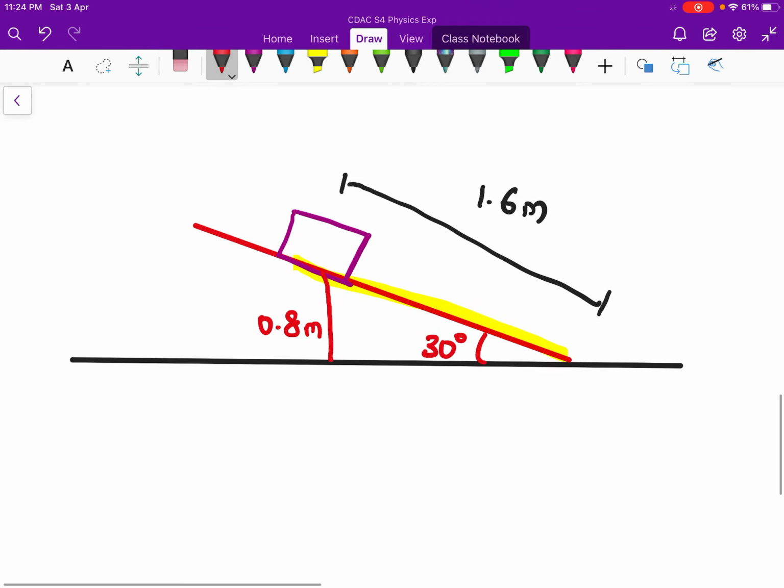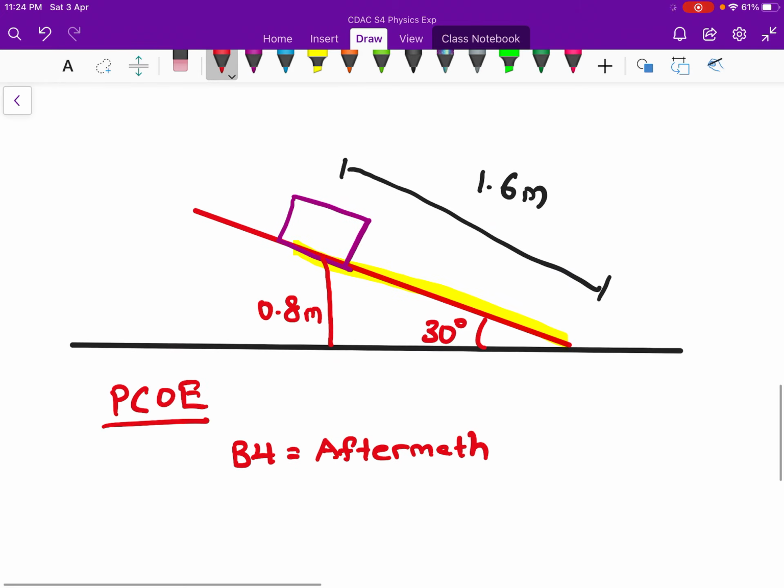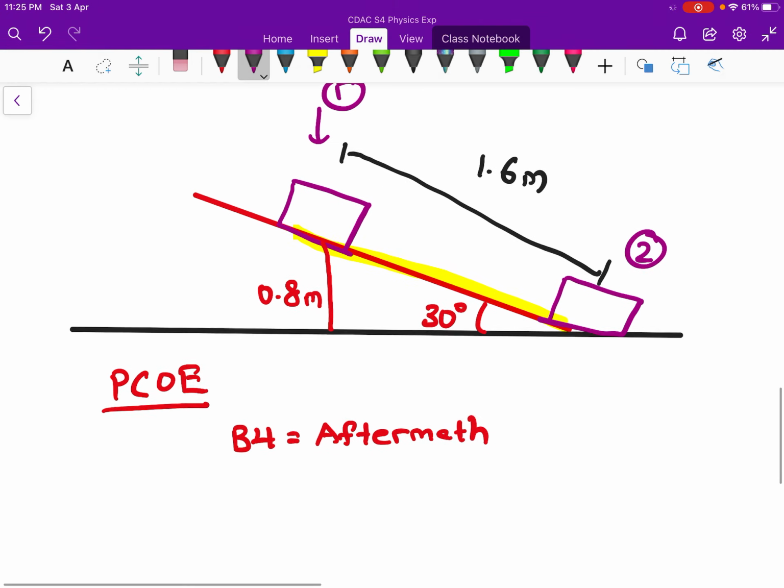So now we must also use the principle of conservation of energy. The principle of conservation of energy states that whatever energy you have before is equal to whatever energy you have after, the aftermath. So the 2 points that I am interested in: this point is number 1, and of course the final point, or the aftermath, is the bottom of the ramp.